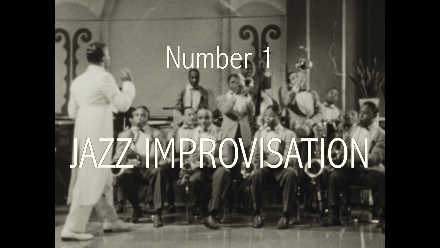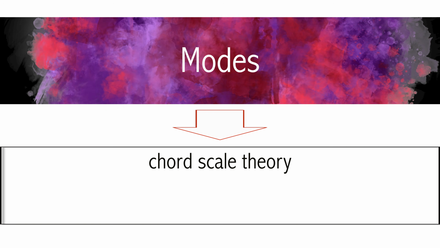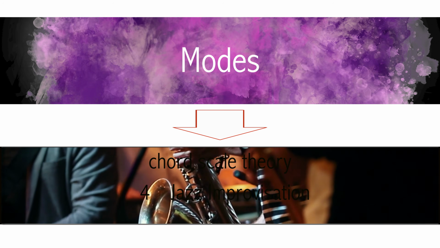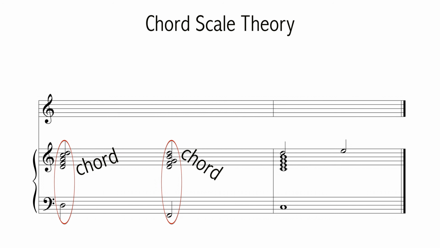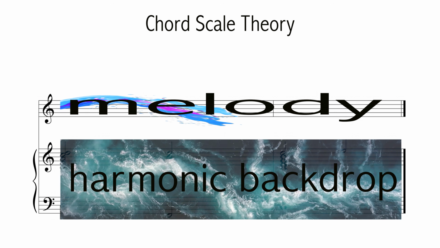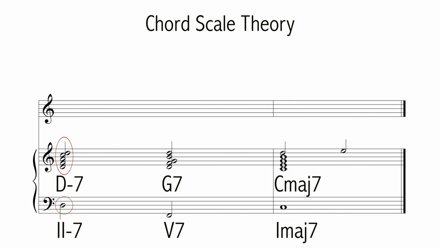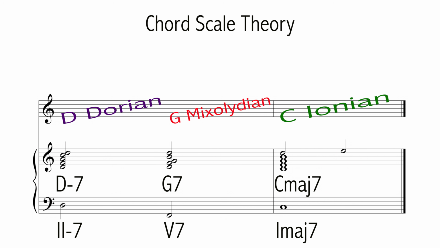Now what can we do with these scales? These scales have 2 major uses. Modes are AKA for chord scale theory for jazz improvisation. The idea is that chords imply a specific mode to improvise a melody over its given harmonic backdrop. For instance, in this 2-5-1 chord progression in C major, each chord implies the use of a different scale to improvise the melody.